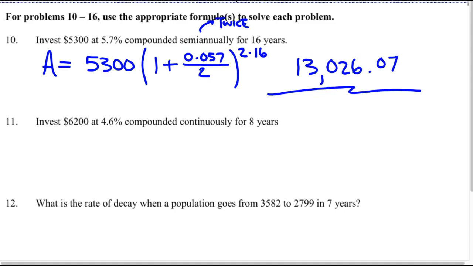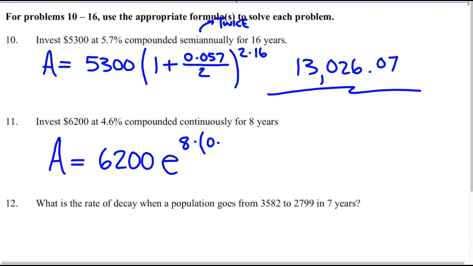Okay. Next question, we're investing compounded continuously, $6,200 at 4.6% for 8 years. So compounded continuously is where we have our P e to the rt. So we're doing $6,200 is our principal, and continuous is using the math constant e, and that is to the 8 times 0.046 power. So now we have to just calculate this. We get $8,958 and 2 cents.